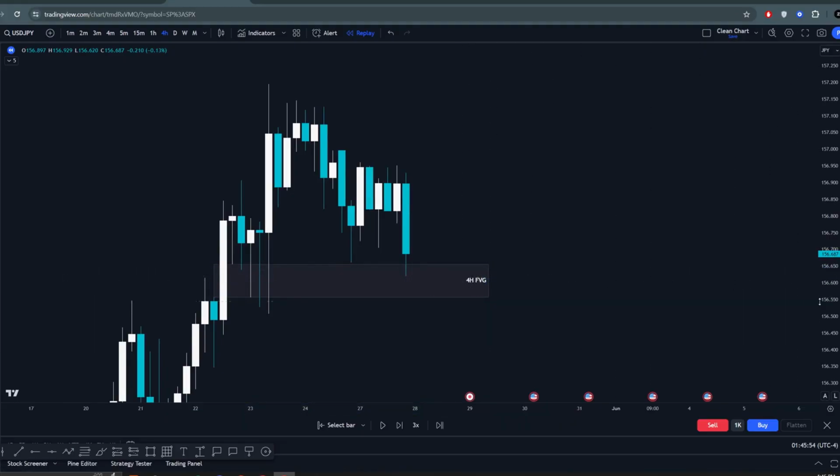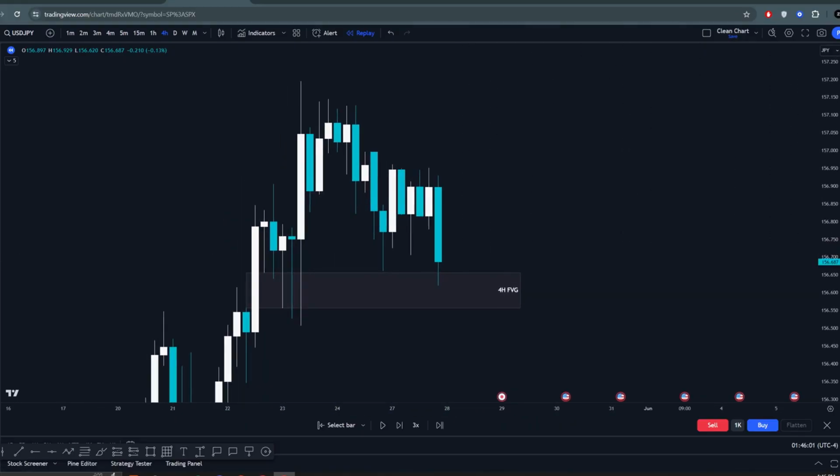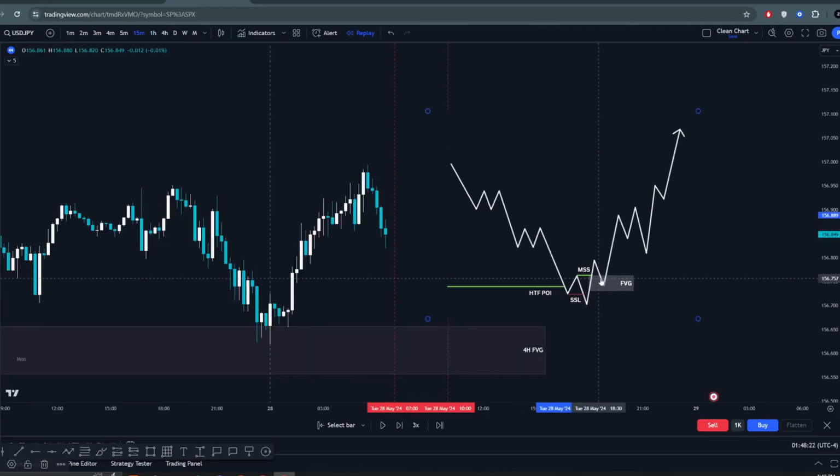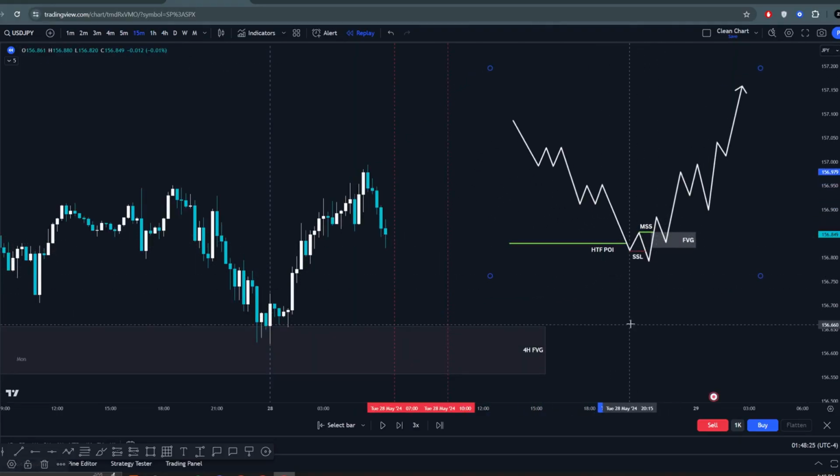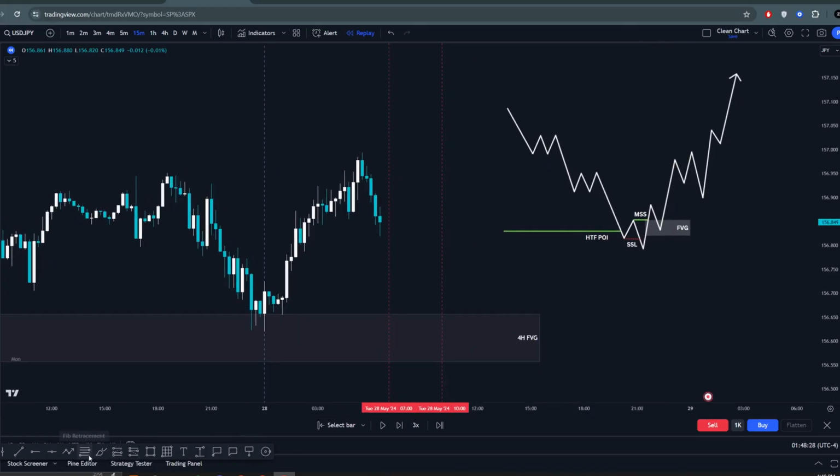Let's mark it out. Now let's go into the 1-hour time frame. Right here is our guide for our setup. Since we are looking for bullish price action, we want to see price go down first, reaching into a higher time frame point of interest or a higher time frame liquidity, and going into the lower time frame, we can see a market structure shift and a fair value gap. This is what we are looking for. We want to see price go down first before looking for an entry setup.